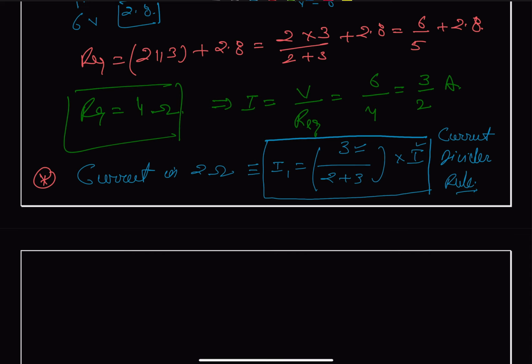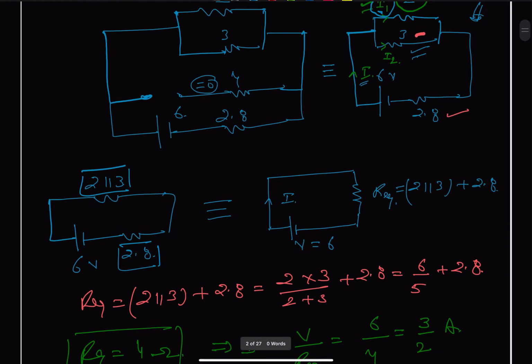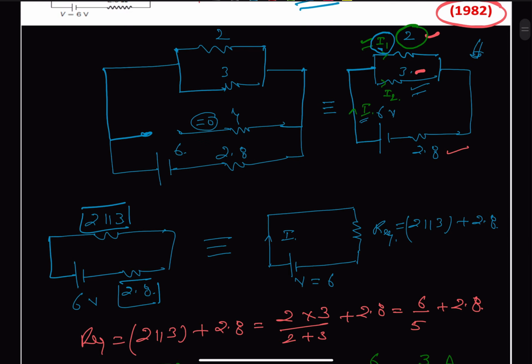And similarly, if you want to find out I2, then I2 is our current through the 3 ohm resistance. Then our I2 we can write will be equal to the resistance through which we are not going to find out the current, that is 2, divided by 2 plus 3, times our total current I. So this is quite easy to remember.